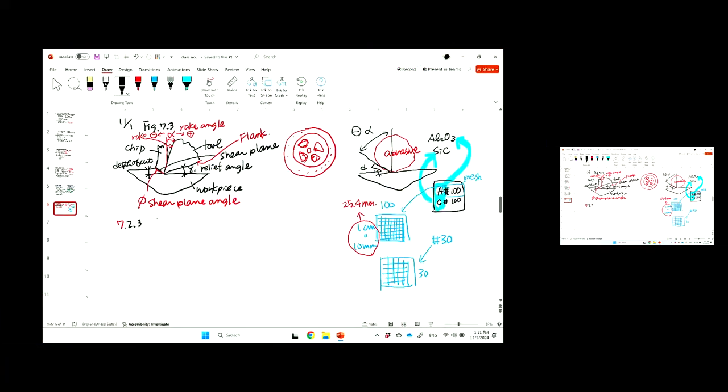And then next, 7.2.3, machine tool. Because we are talking about turning, the lathe is the machine tool you are using, right? So then I think we have some pictures. This is an older picture. So that's 7.12.